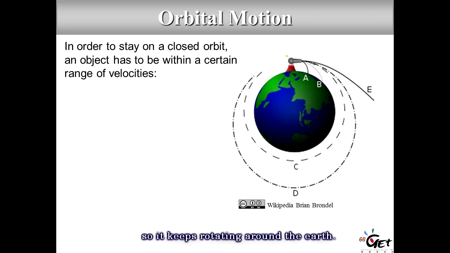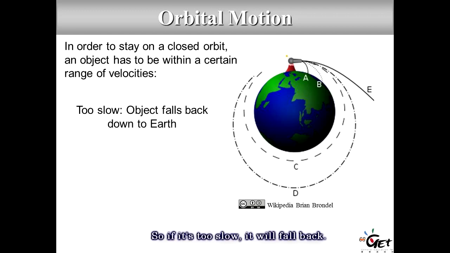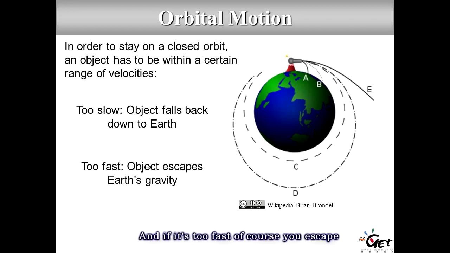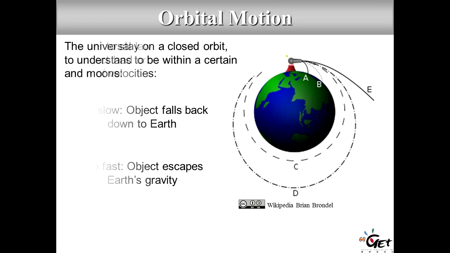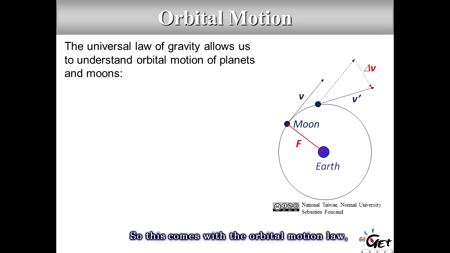So it keeps rotating around the Earth. If it's too slow, it'll fall back. And if it's too fast, of course, you escape the gravity. So you send it too fast, then it's going into space. Right? So this is just a very easy way to explain the rotation of the planets around the Sun or the Moon around the Earth. This comes with the orbital motion law.